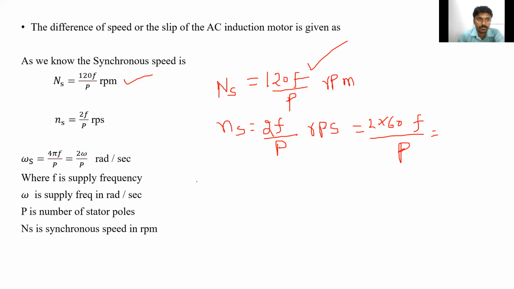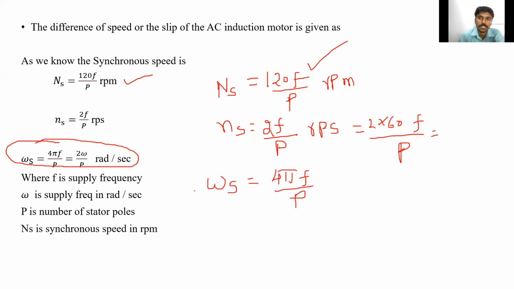In the same way, if you want to find out the synchronous speed in radians per second, we know that it is represented by omega s. Omega s is equal to 4 pi f upon p. Okay, this is the formula for finding the synchronous speed in radians per second. Clear? Here omega is nothing but the supply frequency in radians per second.